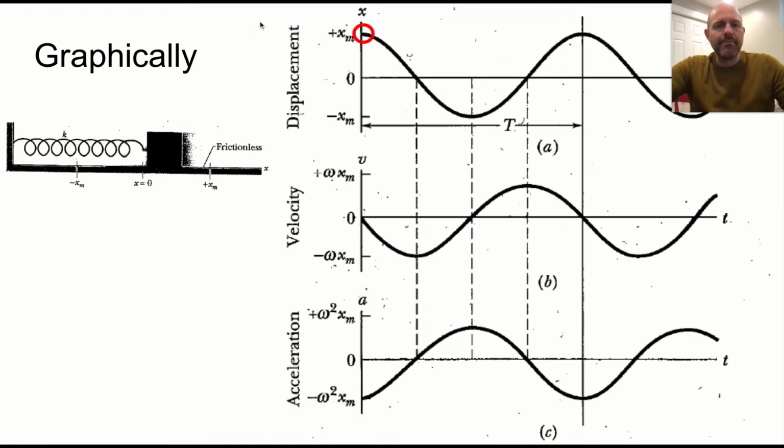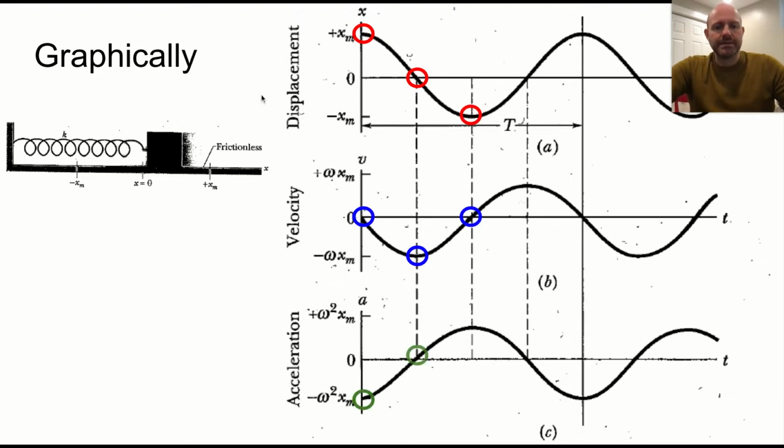And so if we look at the maximum displacement, that gives us 0 velocity. When we get back to the origin, 0 displacement, we have a big negative velocity. The slope is negative. Then we get to our max negative displacement. We have 0 velocity again. The velocity is going from negative to positive.